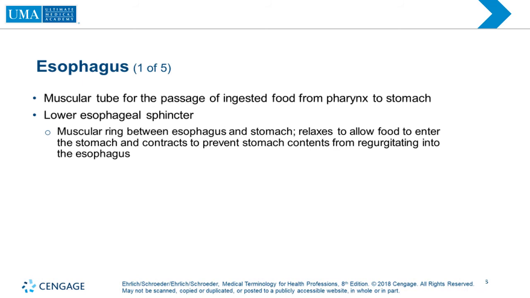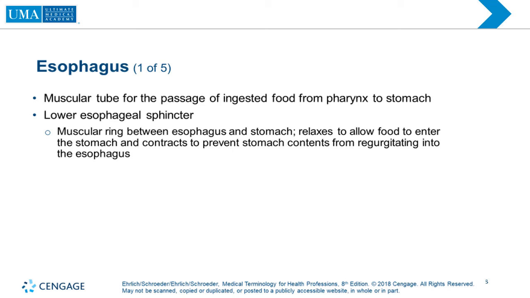Next, we have our esophagus. And the esophagus is the muscular tube through which our food is ingested, and it passes from the pharynx to the stomach. We have the lower esophageal sphincter, and this is also known as a cardiac sphincter. And a sphincter is simply a muscular ring between the esophagus and the stomach. During swallowing, it relaxes to allow the food to enter the stomach. This sphincter normally opens up to allow the flow of food into the stomach and then closes to prevent the stomach contents from regurgitating into the esophagus.